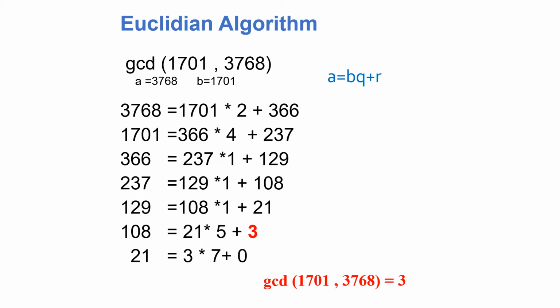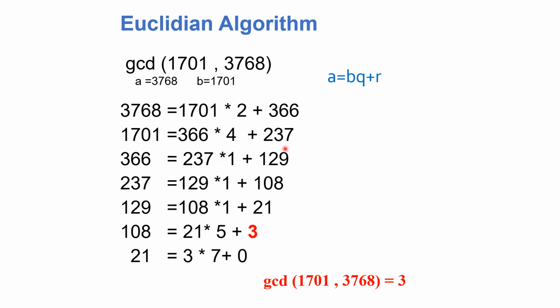In the next step, we consider the b value, 1701, which should be on the left hand side. We have to divide 1701 by this remainder 366. So 1701 divided by 366 is equal to 4 as the quotient and 237 as the remainder. So we can write it as 1701 equal to 366 into 4 plus 237.